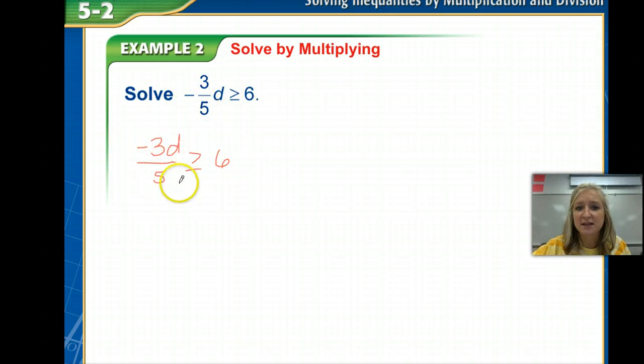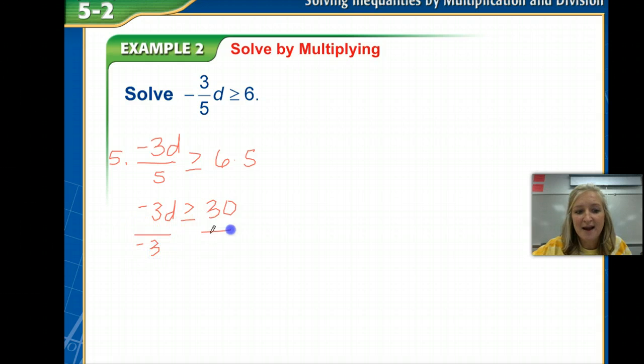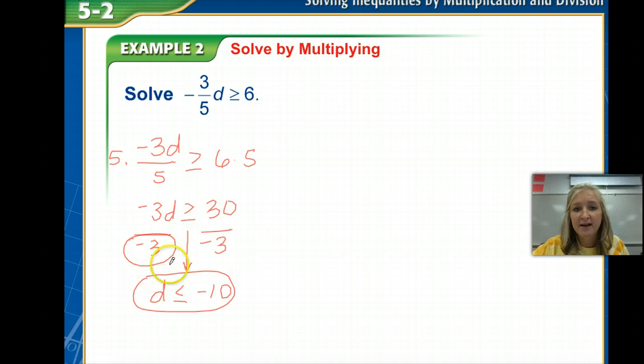But when I look at this, it's a lot more solvable because I know that I need to multiply both sides by 5. I get negative 3d on this side is greater than or equal to 30. And then my last step is to divide both sides by a negative 3. Now just like we repeated, if I multiply or divide by a negative, I must flip the sign. So instead of greater than or equal to, it is now less than or equal to, and my answer is negative 10.